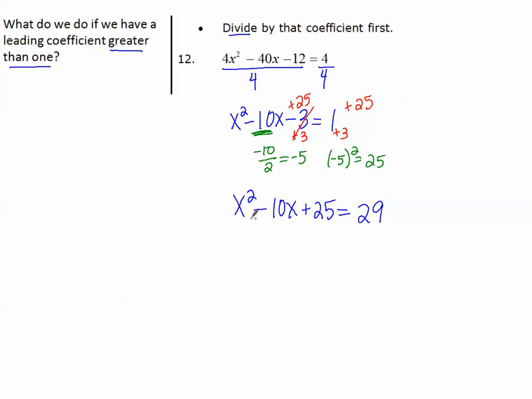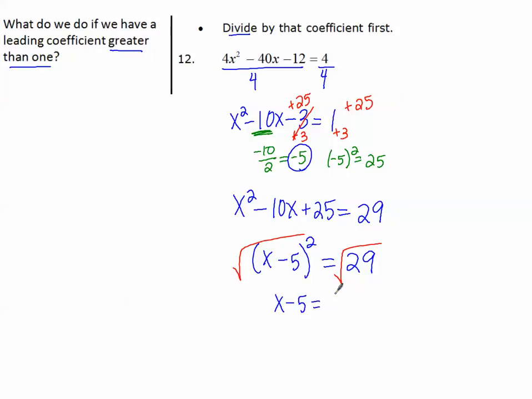Now we're going to factor (x - 5)². Remember, the number we got by taking half, squared, equals 29. Now we can take the square root of both sides. x - 5 equals positive and negative square root of 29. I can't take the square root of 29, so we'll just leave it.